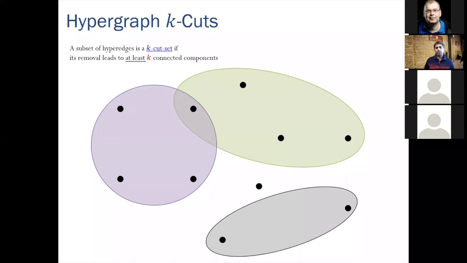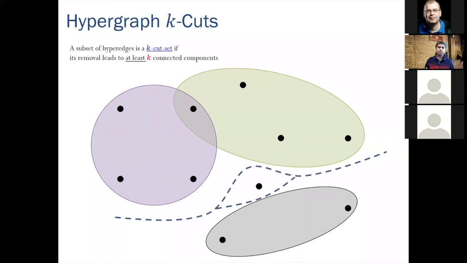Equivalently, a subset of hyperedges is said to be a k-cut set if it crosses some k partitioning of the vertex set. A k partitioning of the vertex set is a partition of the vertex set into k non-empty parts, and a hyperedge is said to cross the partition if it intersects at least two different parts of the partition. In this example, here is a three partition of the vertex set. The red and orange hyperedges cross this three partition, so the red and orange hyperedges together form a three-cut set.